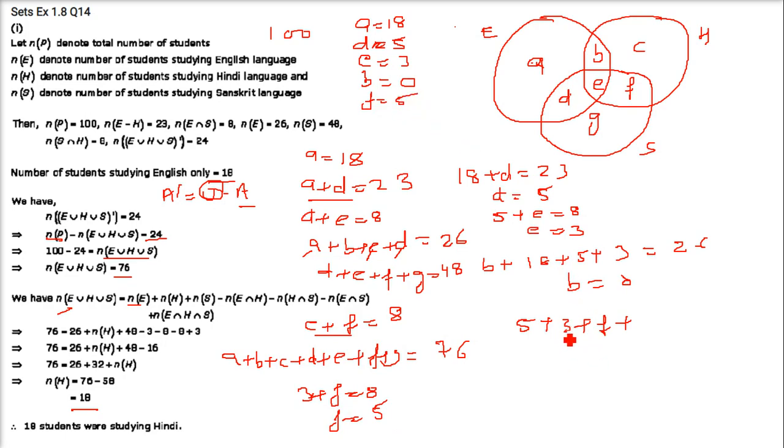D, E, F, G. So D is 5, E is 3, F is 5, and G we don't know, equal to 48. So G will come as what? See, 5 plus 5, 10, 13. 48 minus 13 is 35.